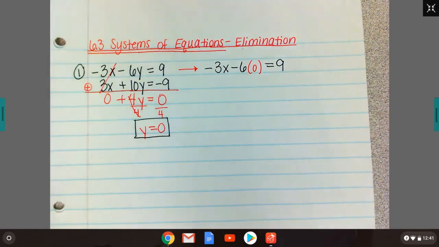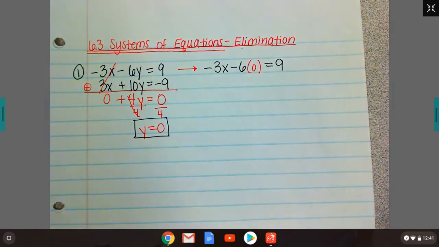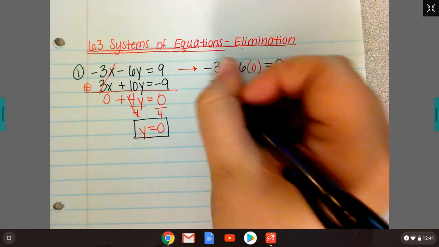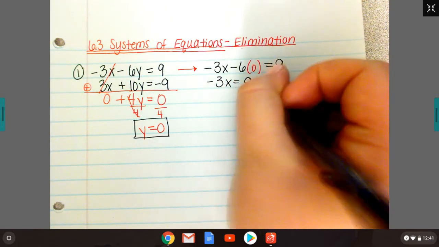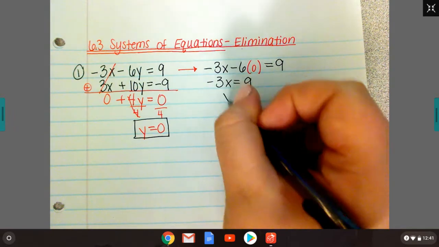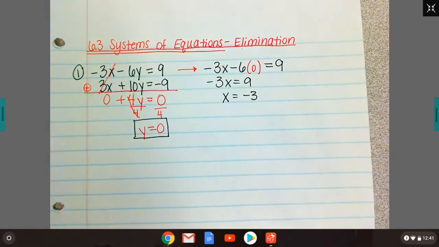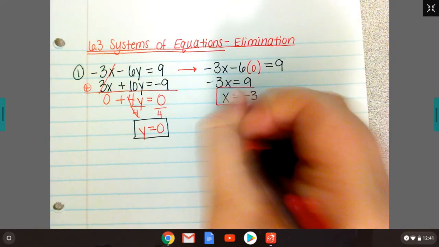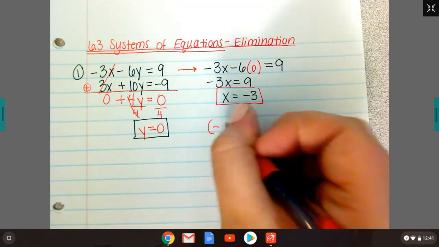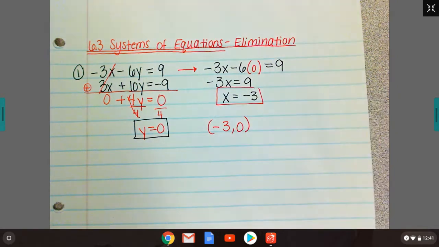So I've got negative 3x equals 9. Divide both sides by negative 3. x equals negative 3. So I've got my x and I've got my y. My final answer here, negative 3, 0, is where they cross.